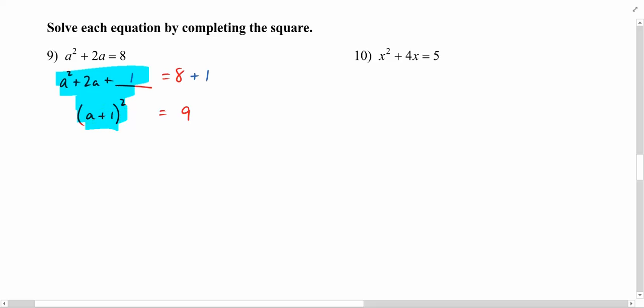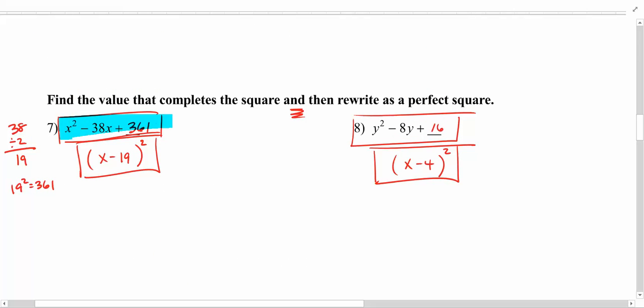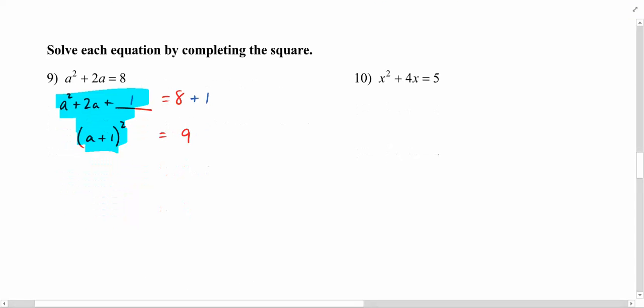Now this step over here on the left-hand side of the equation is very much similar to the work that we did in the last 2 problems. We completed the square and we wrote it as a perfect square. So that process is repeated when we solve using the completing the square method. And we're not quite finished here. We've got just a little bit further to go. I just wanted to point out how similar these 2 steps are to what we did just a moment ago.